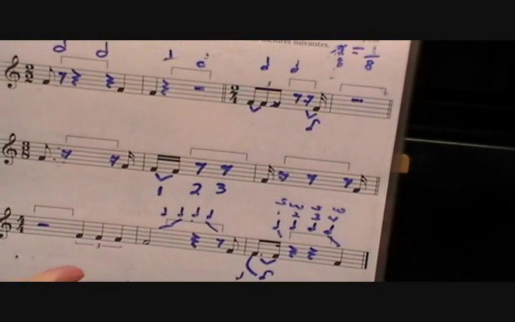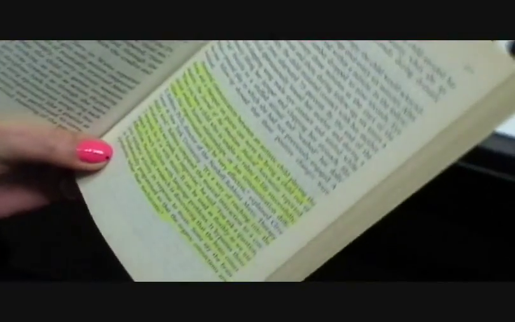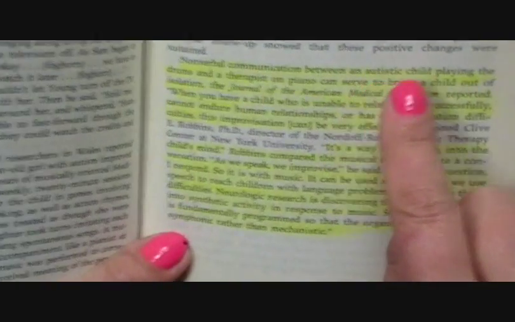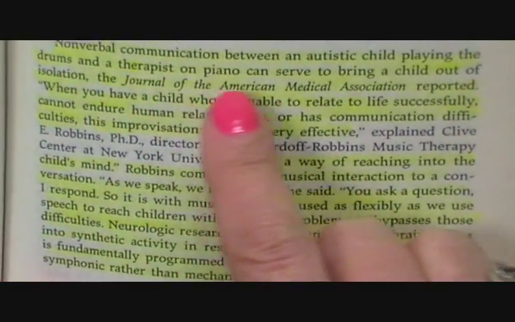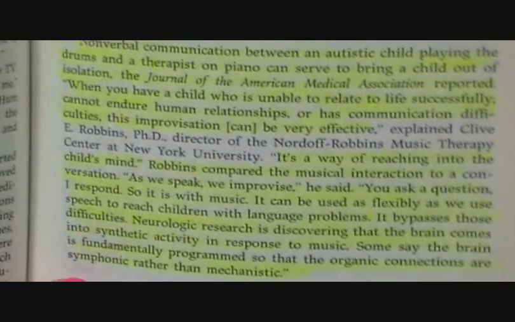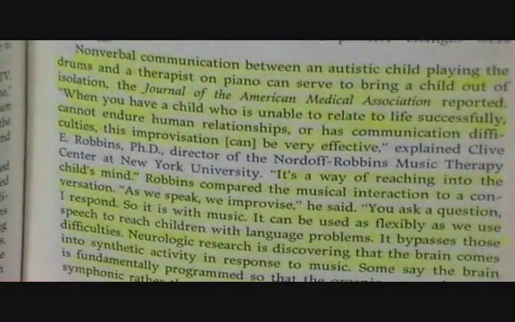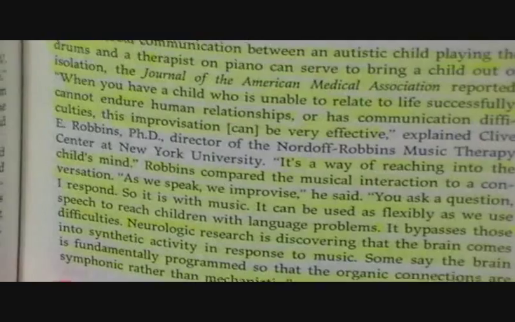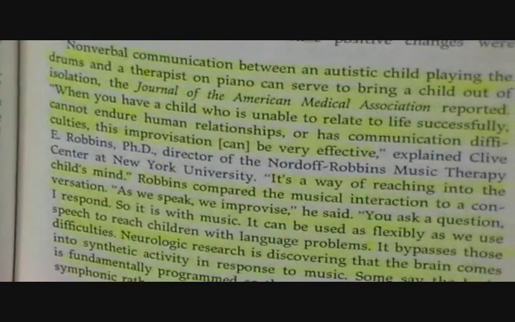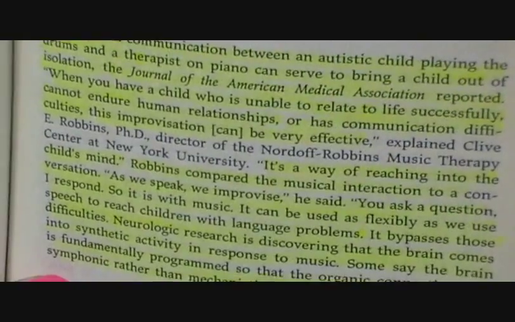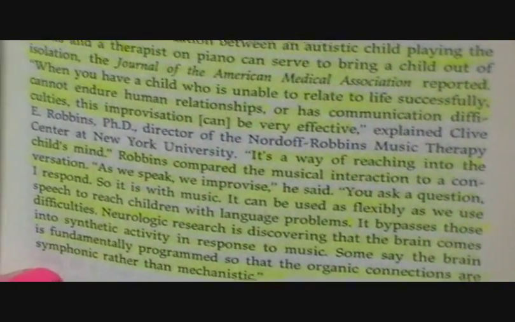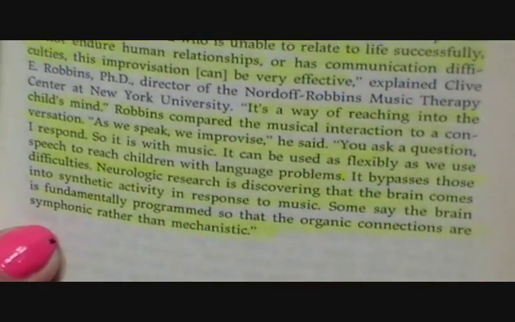Now we're going to do some of our Mozart effect. Okay, so now we're going to read a little bit from our Mozart effect. So this is pretty interesting. Non-verbal communication between an autistic child playing the drums and a therapist on piano can serve to bring a child out of isolation. The Journal of the American Medical Association reported, when you have a child who is unable to relate to life successfully, cannot endure human relationships, or has communication difficulties, this improvisation can be very effective. It's a way of reaching into the child's mind.